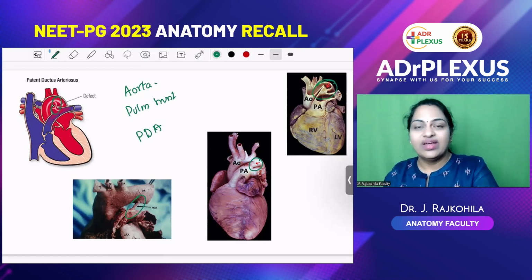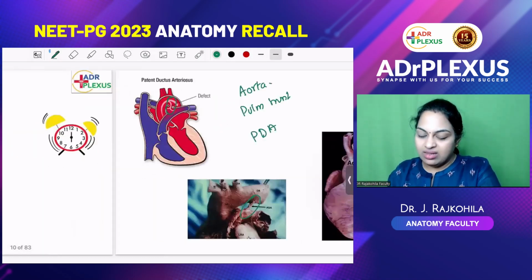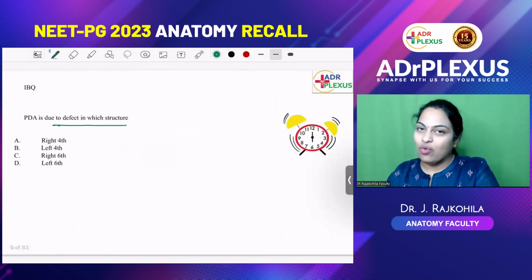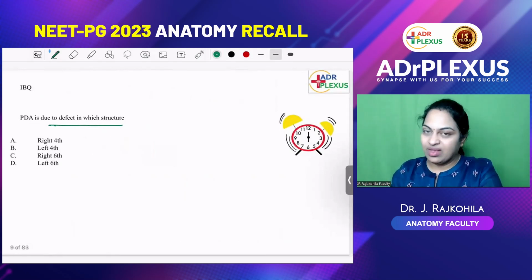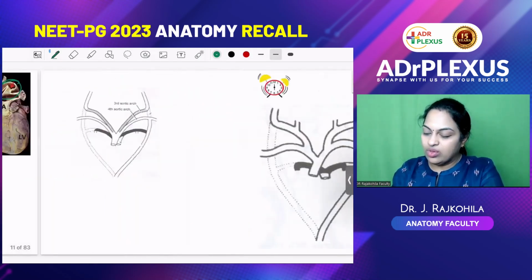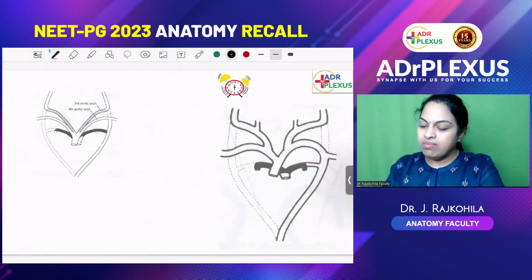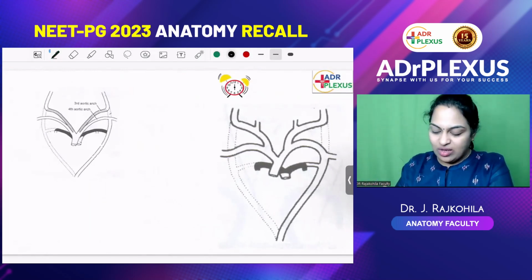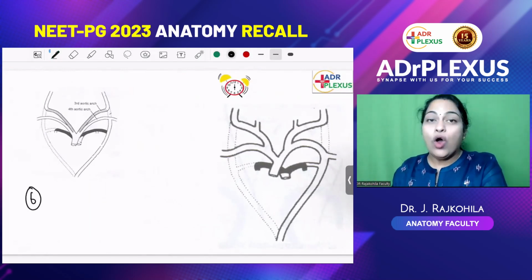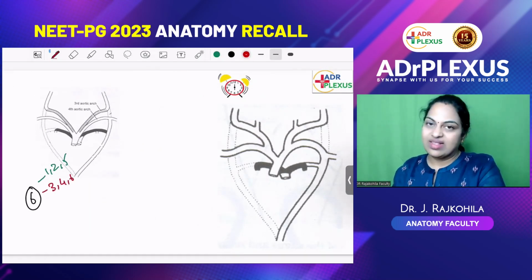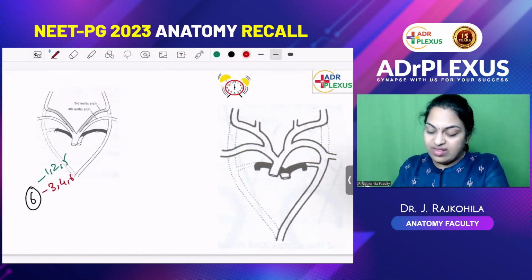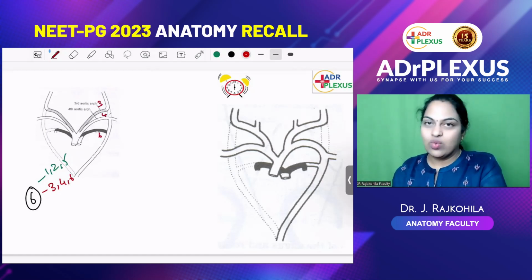Now, what is this defect due to? The right or the left or the fourth or the sixth arch artery? We'll quickly go through it. Remember, there are how many arches? Totally 6, isn't it? Of which the ones that disappear are 1, 2, and 5. The ones that remain are 3, 4, and 6. As you see here, this is the third one, the fourth one, and sixth one.